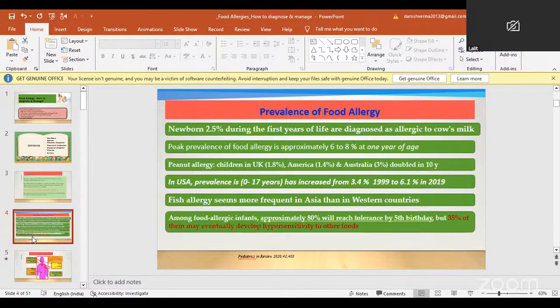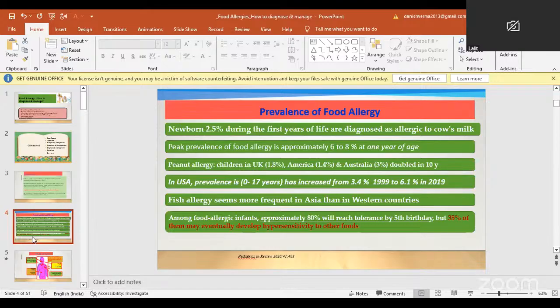So newborn 2.5% during the first year of life are diagnosed as allergic to cow's milk. Peak prevalence of any food allergy is roughly around 6 to 8% at the end of 1 year of age. Now in UK, the peanut allergy is high. It's around 1.8%. In US, it's around 1.4, and in Australia about 3%, which has doubled in the last 10 years. If you look at the next sentence, in US, prevalence has increased from 3.4 to 6.1. This is between the age group newborn to 17 years.